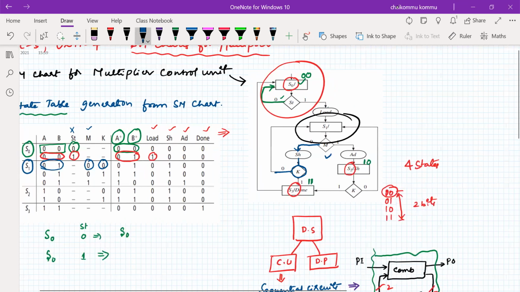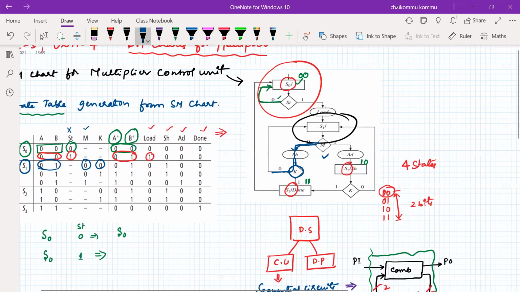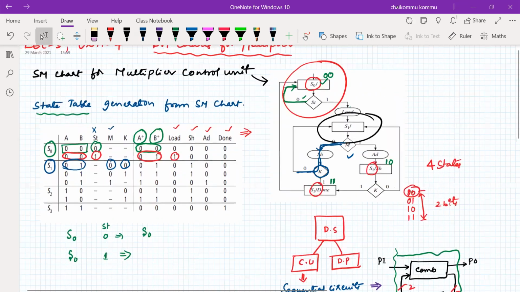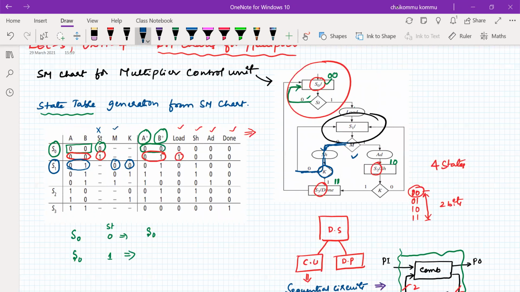So this is the way that I am talking about, where it has to go. Then the next state should be S1. So the next state should be S1, which is nothing but 0 1. That means it should be the same state, but SH should be logic 1, and the remaining all are logic 0. Okay, one part is over.